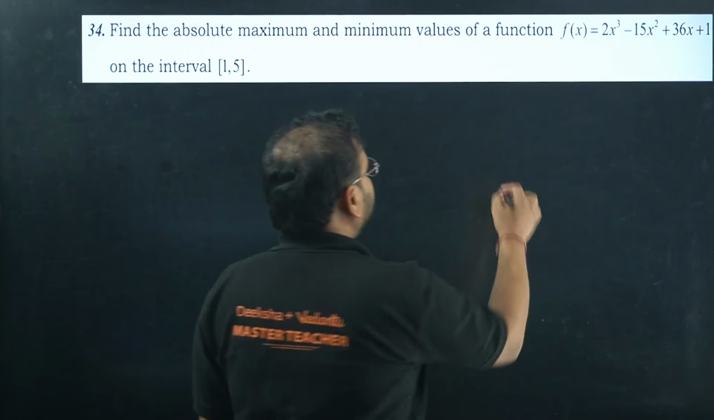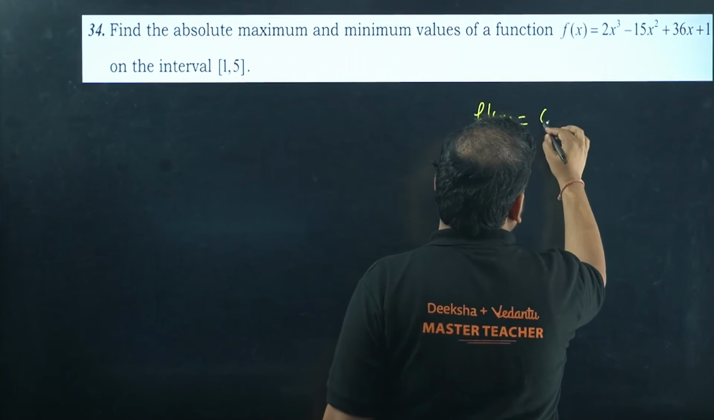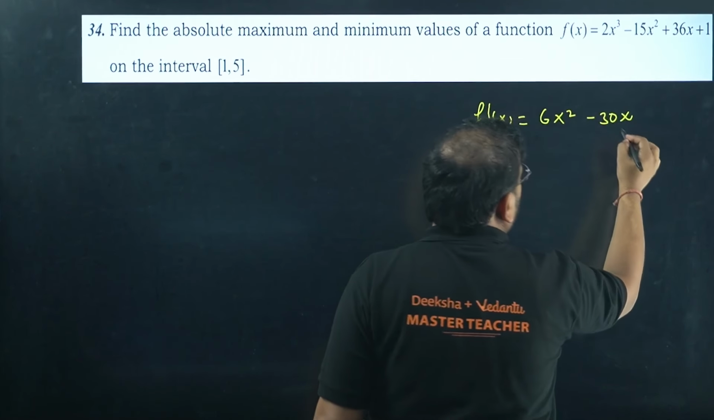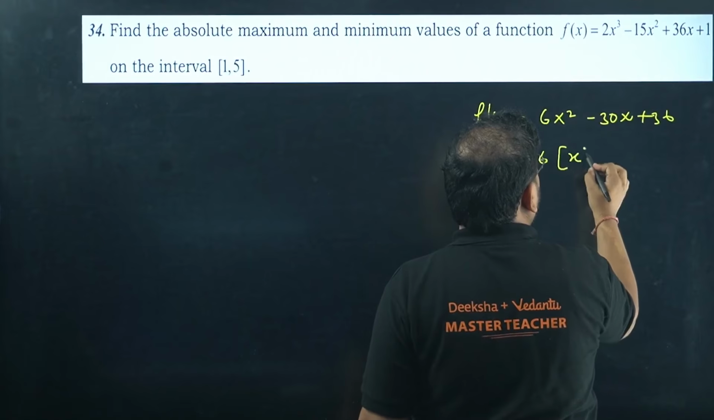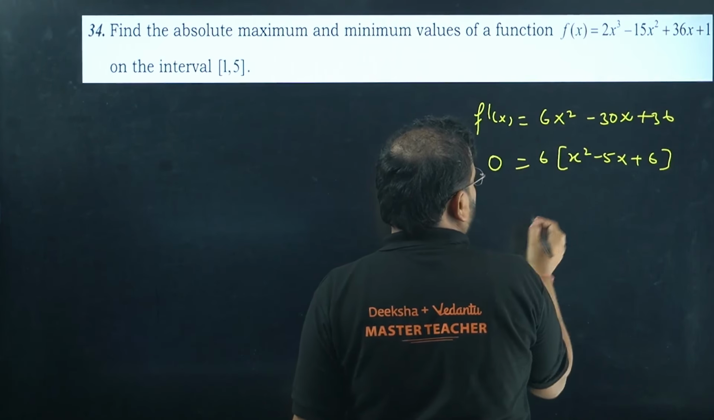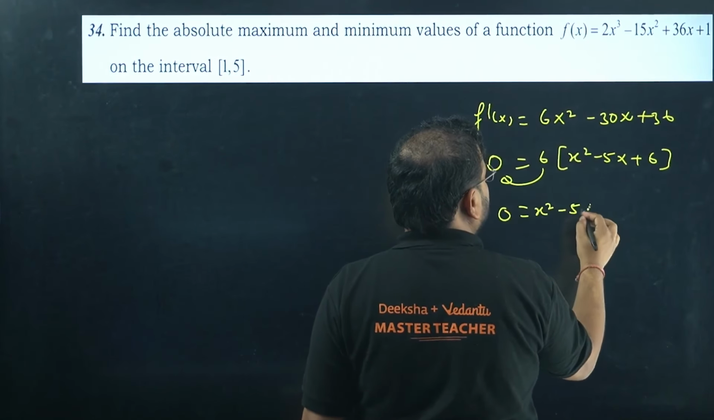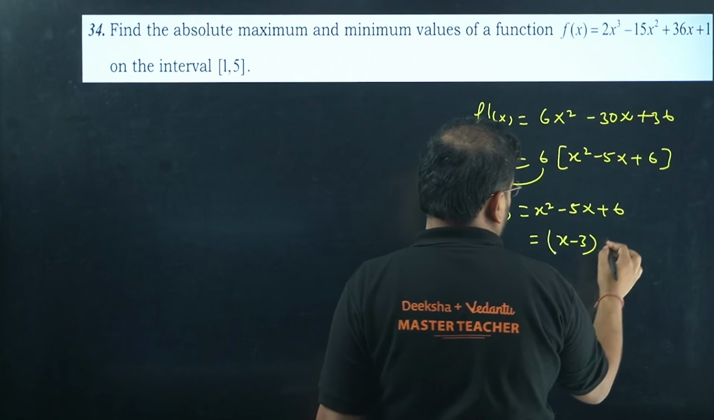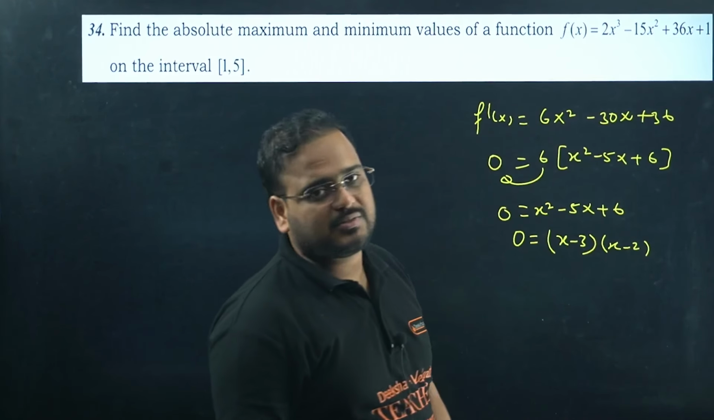Let's find that over here. Derivative of f(x), we get here 6x square minus 30x plus 36. Take 6 common, right? x square minus 5x plus 6, put equal to 0 to get the critical point. This can be taken on this side. 0 equals to x square minus 5x plus 6. Factorize this. x minus 3, x minus 2. By now you should know how to factorize this much, right?